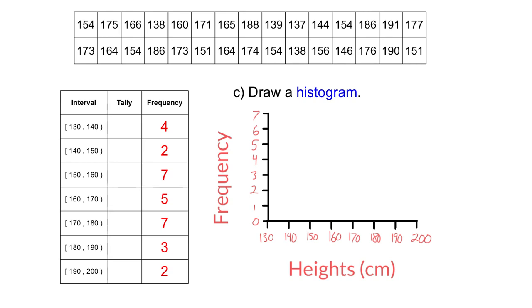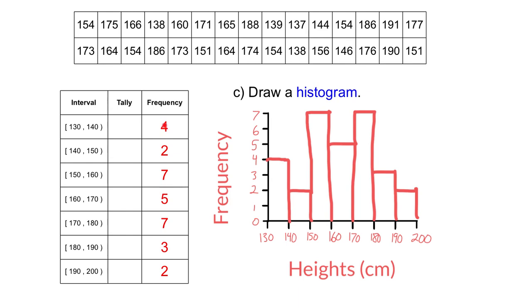So remember, this is not a bar graph. I don't label my scale 130 to 140, 140 to 150. I don't have separate labels for each category because it's not categorical data. This is a continuous scale from 130 to 200 and everything in between. So I label my axis like this.